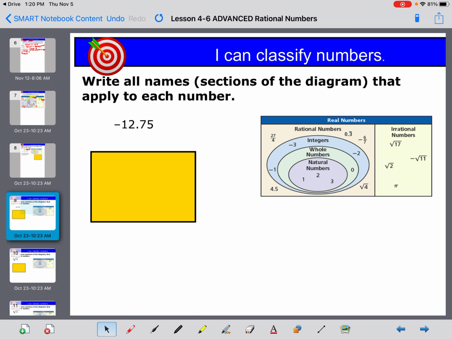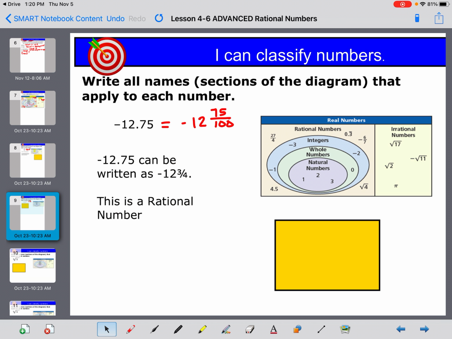What about this one? -12 and 75/100. Does it have a fraction form? Sure does. -12 and 75 over 100. You don't even have to reduce it. You can and call it -12 and 3/4. So you would say rational.